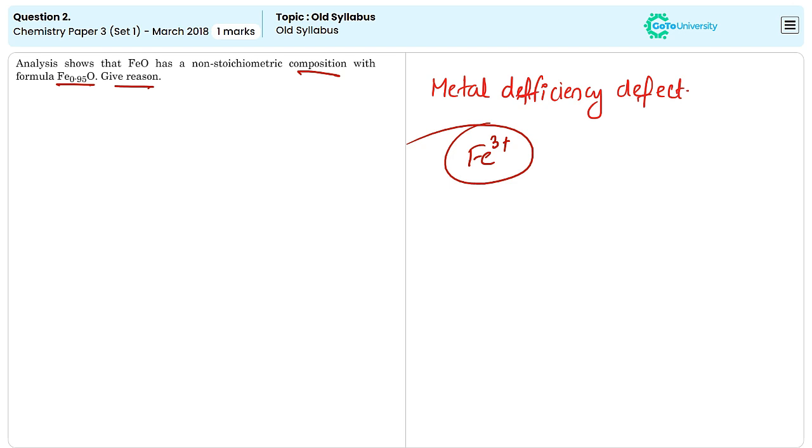Another reason is oxygen excess. The crystal structure compensates for the absence of some Fe2+ ions by allowing more oxygen atoms than required by the stoichiometric formula. This results in a variable iron to oxygen ratio that is less than 1:1. Thus, the non-stoichiometric nature of iron oxide arises from the flexible oxidation states of iron and the formation of vacancies in the crystal lattice.